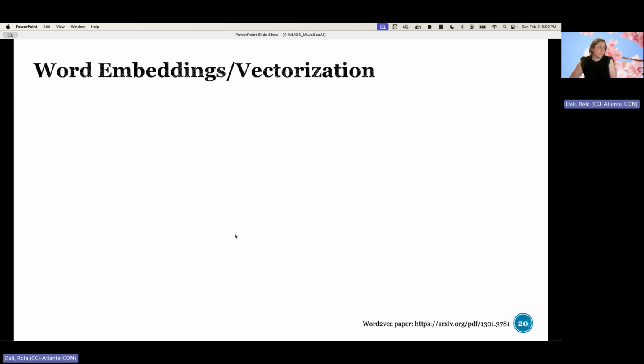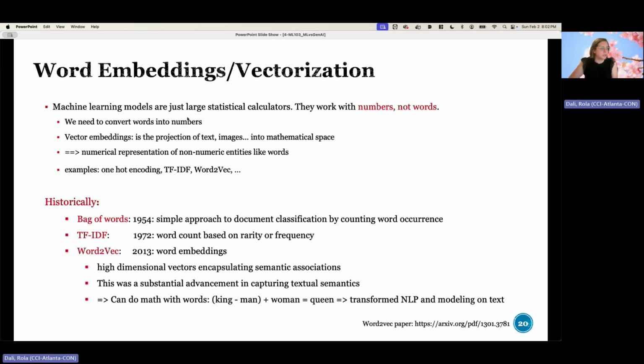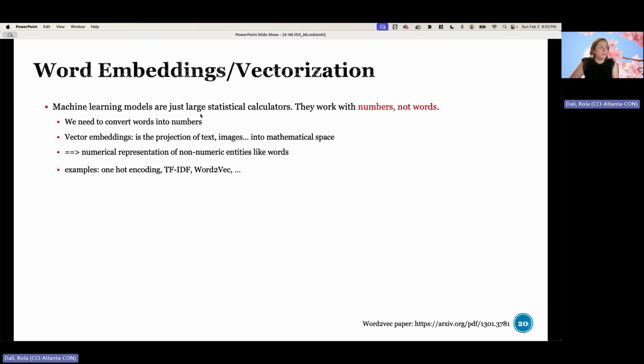Okay, word embedding or vectorization. So machine learning models are just large statistical calculators. They work with numbers, not with words, right? We as humans communicate with words, but models and math work with numbers. And so we have to convert the words into numbers. And this is what's called embedding or vectorization.